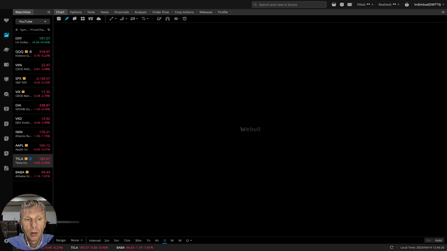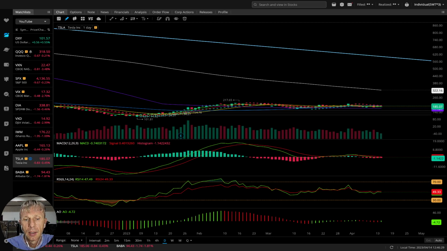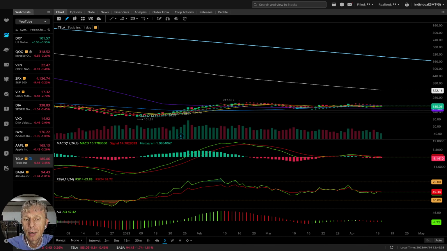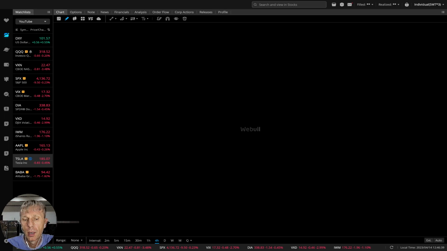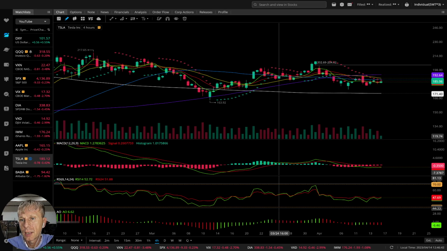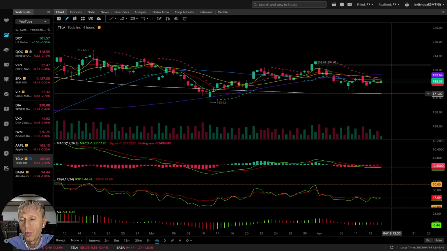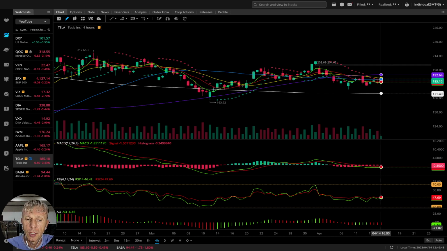Let's see what's going on with Tesla. Tesla daily, still bearish on all indicators. Let's move to 4 hours time frame for Tesla. Still bearish, MA5 below 10, still bearish on all indicators for Tesla.